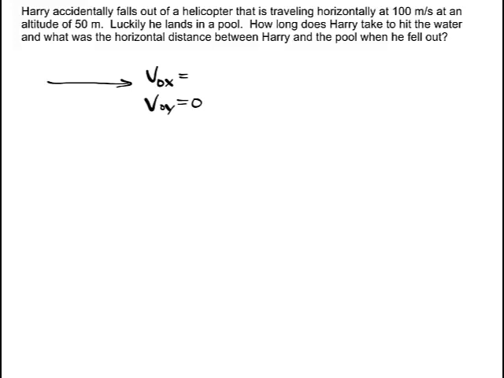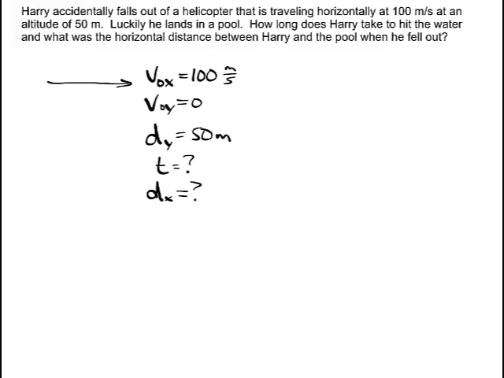Now, in this problem, let's read this really quickly. Harry accidentally falls out of a helicopter that's traveling horizontally at 100 meters per second at an altitude of 50 meters. Luckily, he lands in a pool. How long does Harry take to hit the water, and what was the horizontal distance between Harry and the pool when he fell out? Okay, so we know that his horizontal speed is 100 meters per second. We know the distance he fell vertically is 50 meters. And the things that we want to know is the time it takes to hit the water and how much his horizontal distance is.